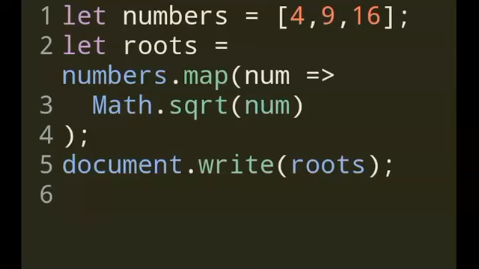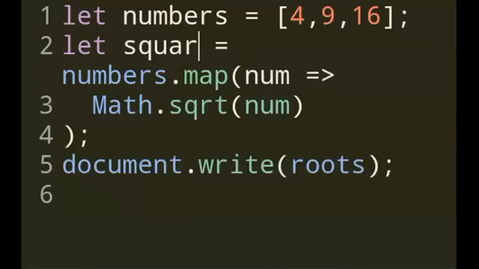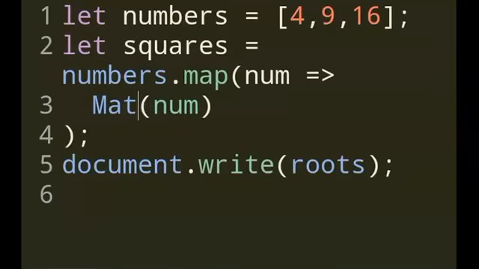Yeah, and let's say in this case this is square root. If you want to do squares, let's call it squares. So instead of Math.sqrt, what will it be? Num multiplied by num, right? There you go.